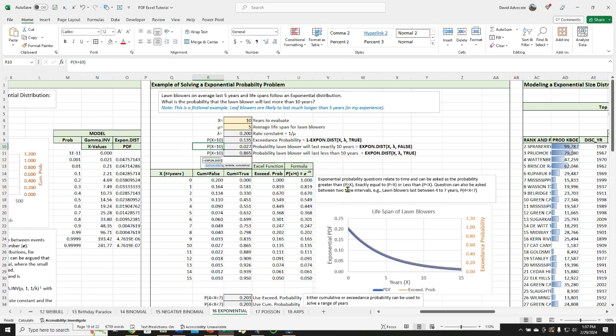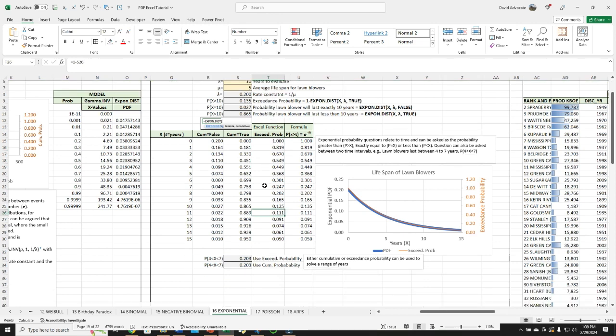I've also charted up for a range of time values for the life of the lawn blower, and I've done it a few ways. So I've set up this table going from 0 to 15 years, and I've done the calculation for the mass density, for the cumulative probability, and here's the exceedance probability. But I've also done it by the formula method, just to show you that it's a little bit easier to calculate using Excel's built-in function.